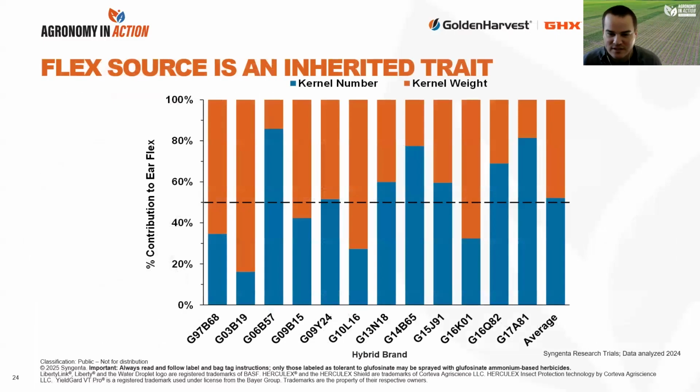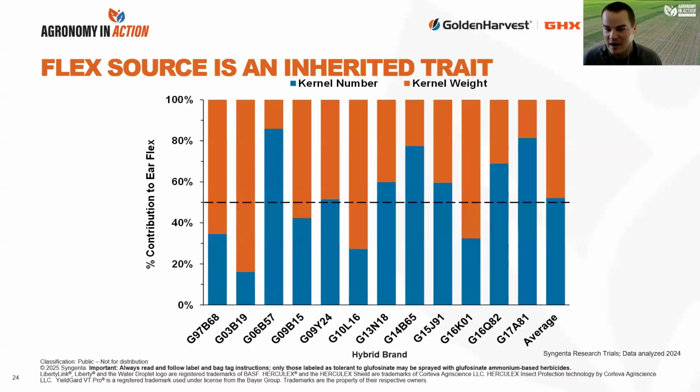So for this study, we selected hybrids that had a diverse background. Some of them are newer hybrids, some of them may be a little bit older hybrids, and we were trying to get a proof of concept of whether we can characterize these hybrids in their ear flex source, and whether it is repeatable through multiple years and growing seasons. So here are the different hybrids that we tested and where the source of ear flex was coming from. The blue part of those bars would mean the majority of that ear flex is coming through kernel number, and the orange bar would be that ear flex is coming through kernel weight.